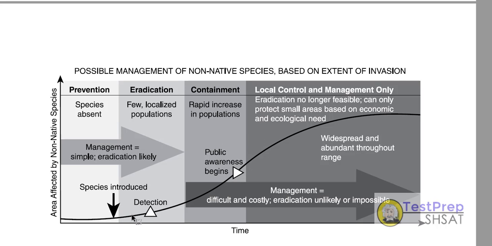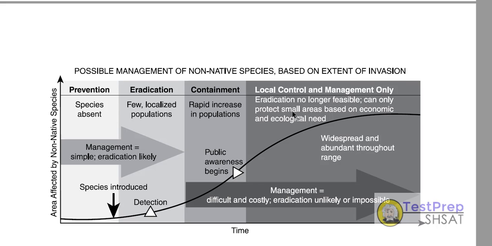When it's early, you can try to prevent and eradicate it. But then there's a rapid increase at some point, and that's usually when the public becomes aware, it looks like. And within that, management equals difficult and costly, eradication unlikely or impossible. So once it hits its growth, it's impossible to eradicate it. You'd have to get it at the early stages. I think that's part of the main idea here.